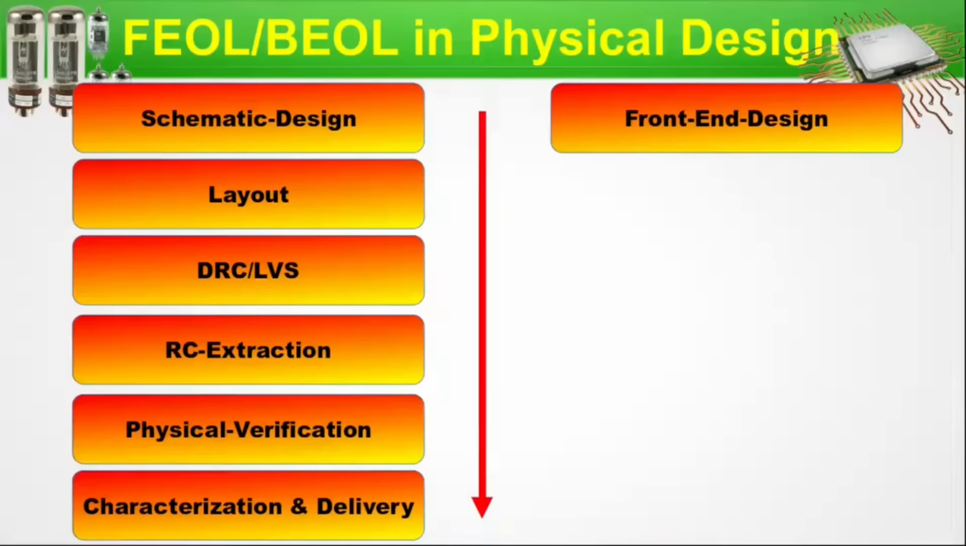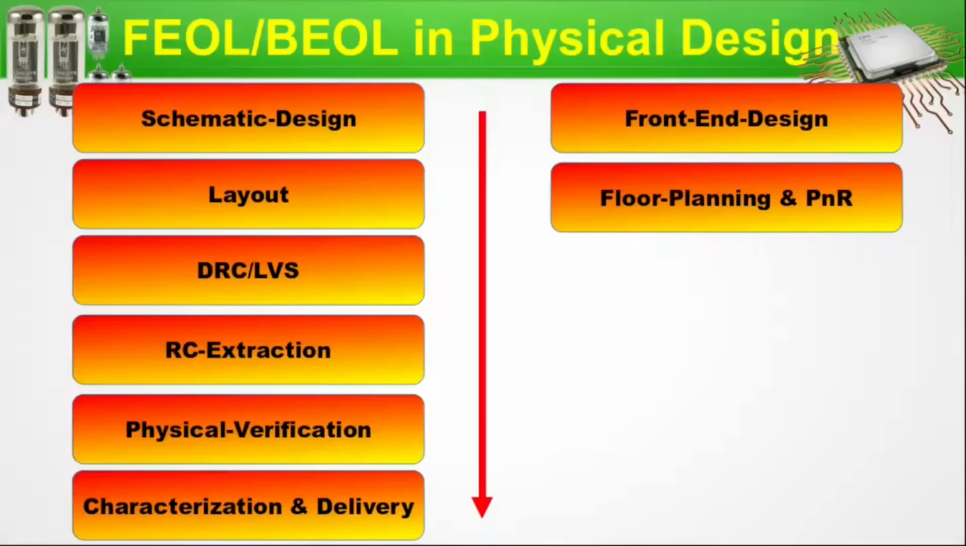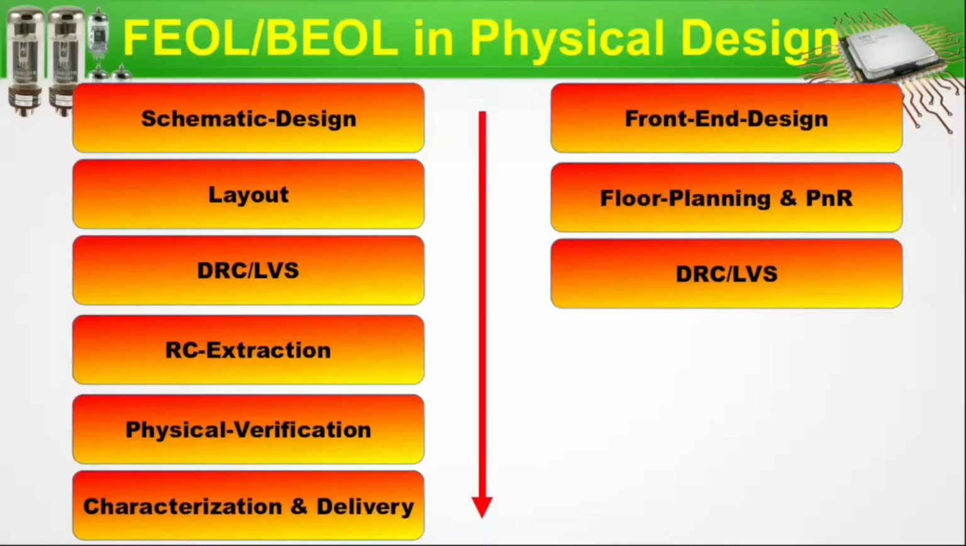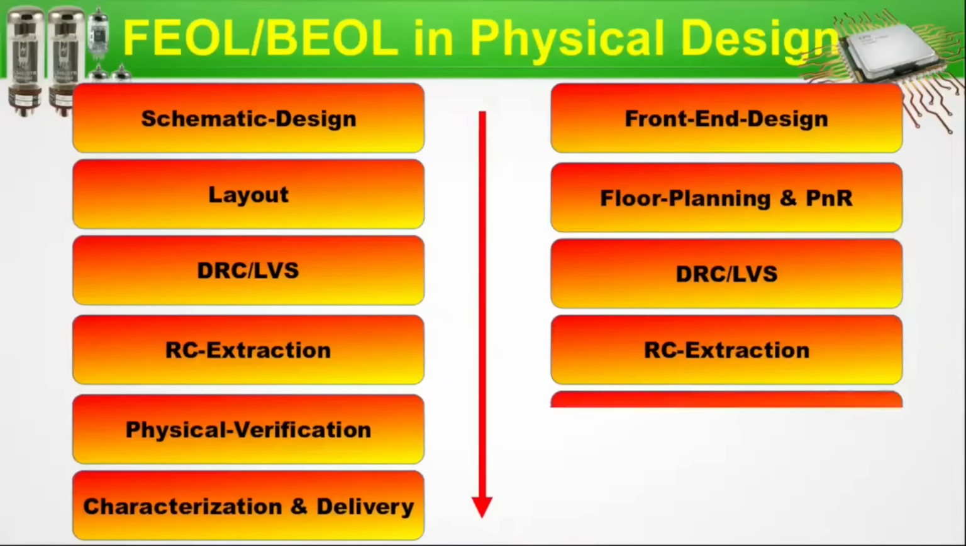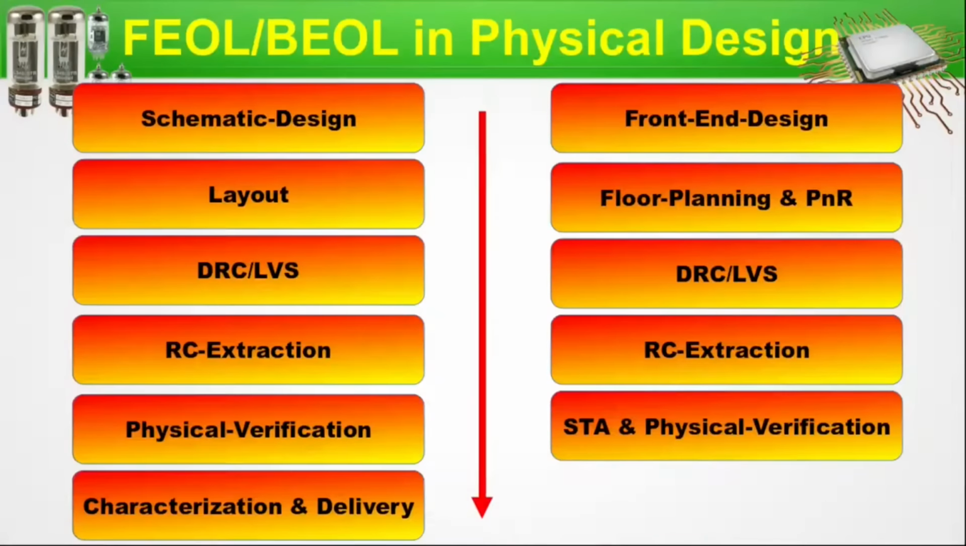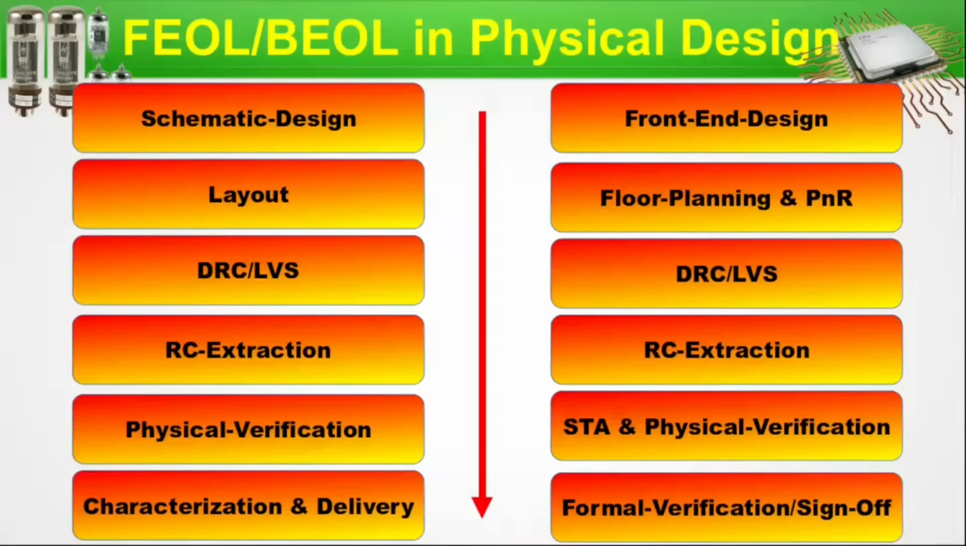Now we go towards the physical design part of the SoC design. So first, once the front end design is done, then we go for floor planning and PnR. Then we have the DRC and LVS. Then we go for the RC extraction. Then we go for the STA and all the types of physical verification, including EM, IR checks, antenna checks and all those things. And finally, we do the formal verification and sign off. So this is in a nutshell the backend part of the SoC design.